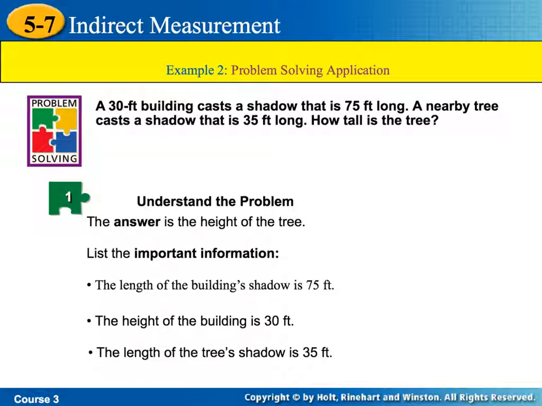So you have this written down in your notes here. It says a 30-foot building casts a shadow that is 75 feet long. A nearby tree casts a shadow that is 35 feet long. We need to figure out how tall the tree is. A couple of pieces of information that you need to know: you're finding the height of the tree. You also know the height of the building, and you also know the length of the tree's shadow. So what you do here is draw a picture.